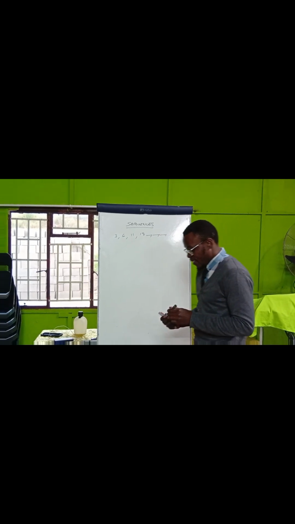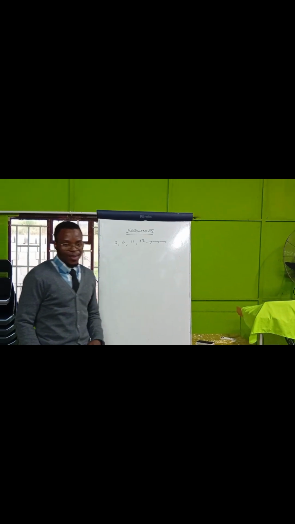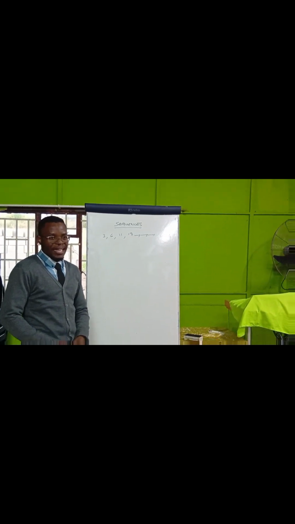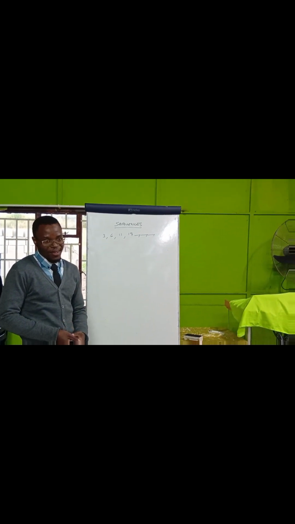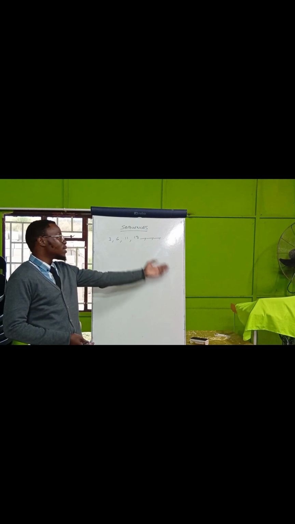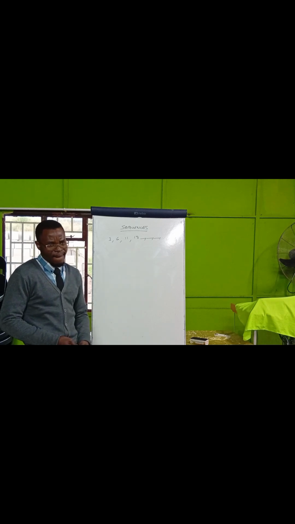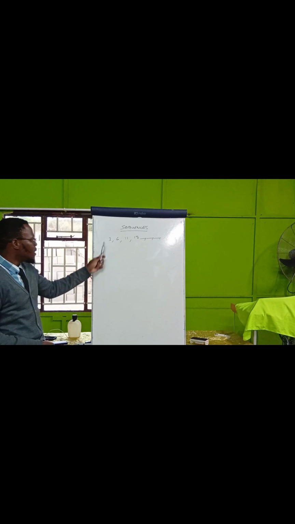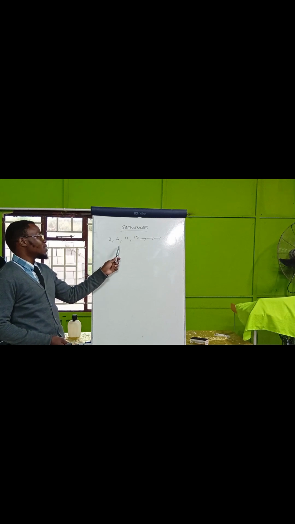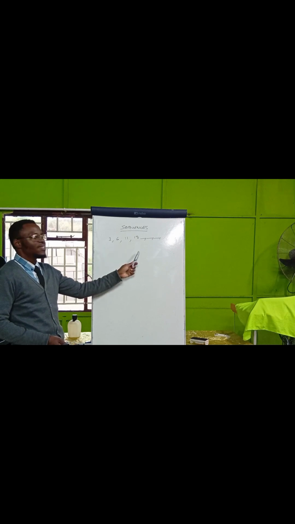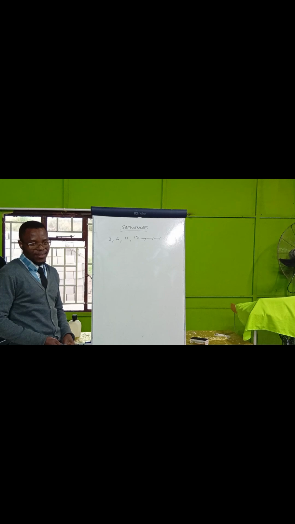Now, usually what I find interesting is that most learners will say, let's find the n-th term formula. So we've got 3, we've got 6, we've got 11, we've got 18. What's the next one?